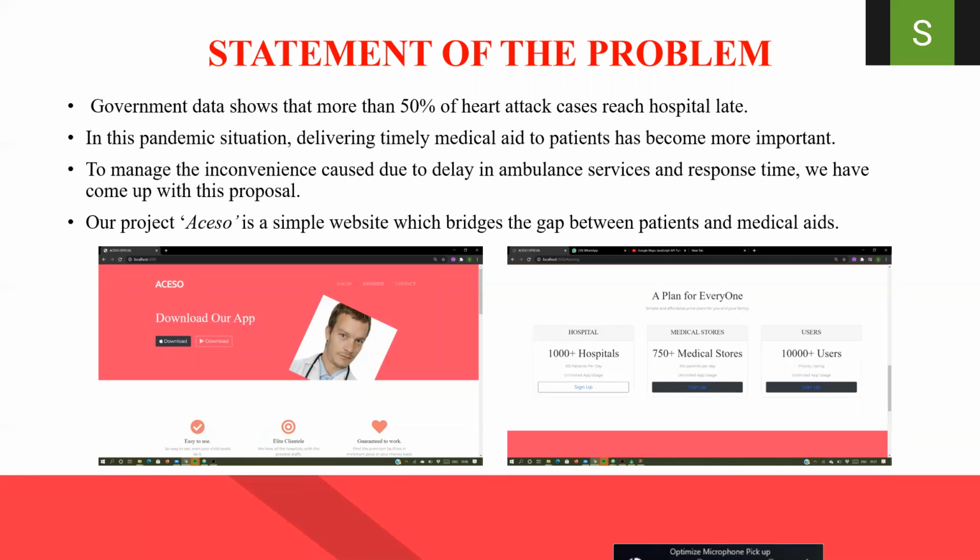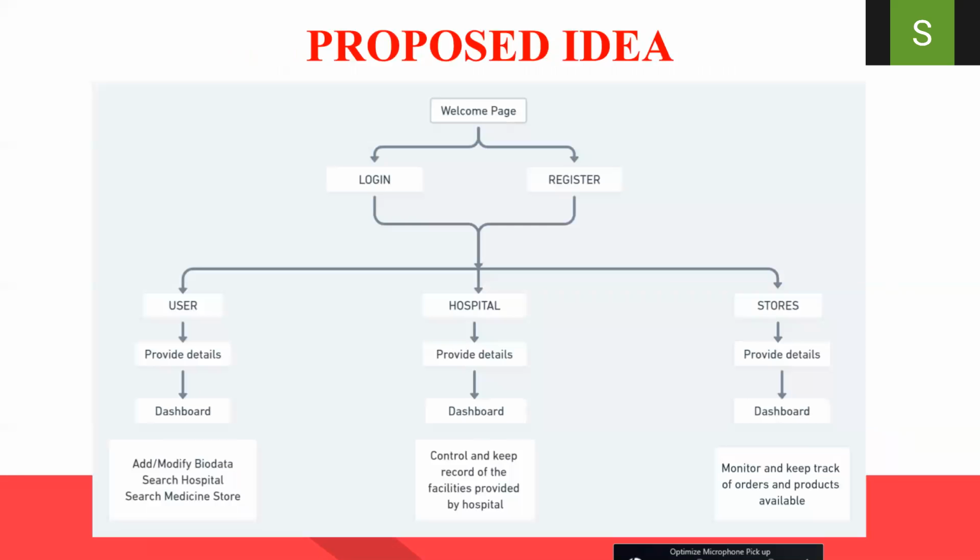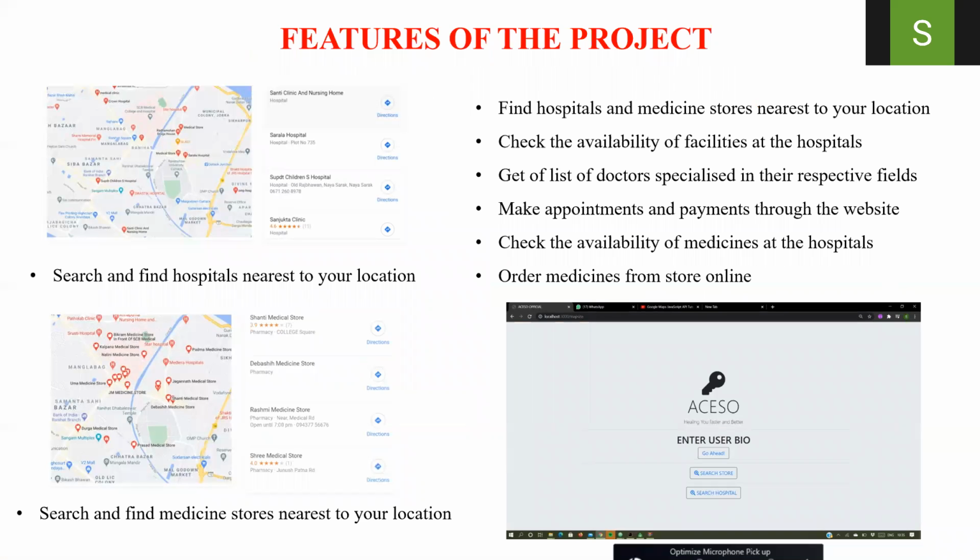The user can create an account on Aceso by providing necessary legal documents and medical information. The list of nearest hospitals with the facilities available can be accessed by the user through the website. Further detailed features of the website will be explained through live demonstration.